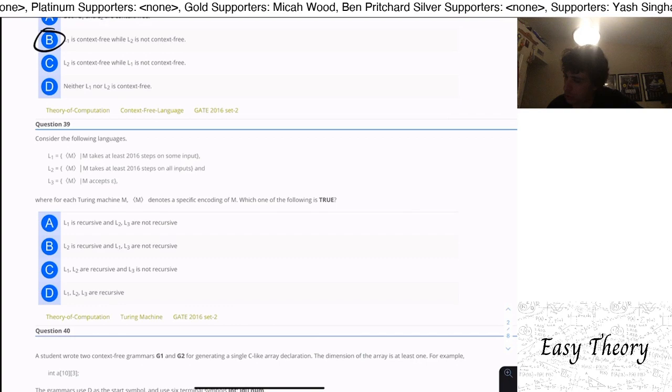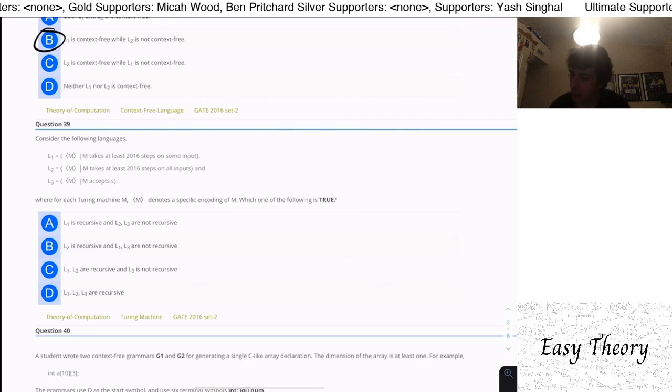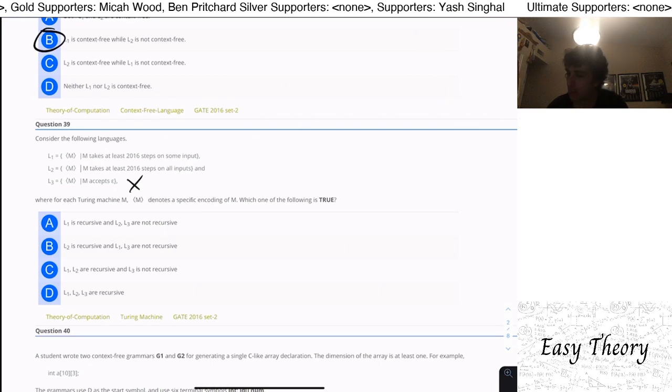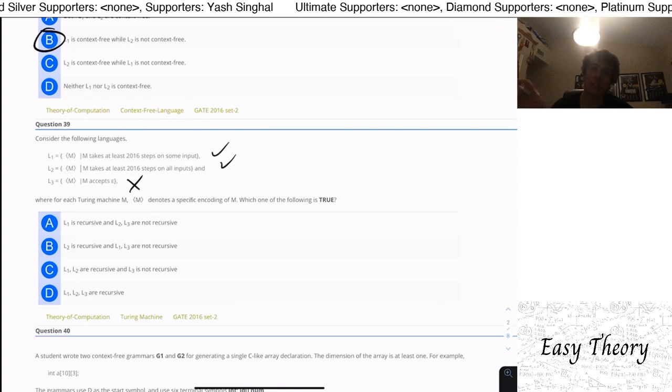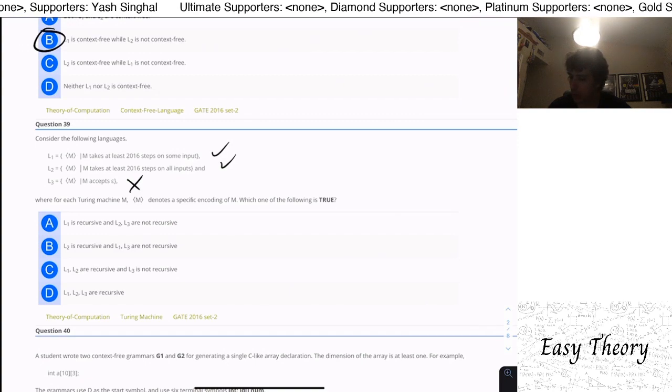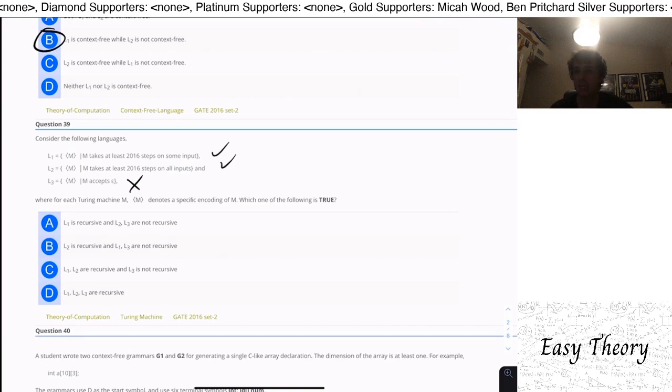Which of the following is true? Which ones are recursive, which ones are not? So L3 is not recursive. So this was actually a hard question. The first two are recursive. Why? Because if it takes at least 2016 steps on some input, then all we need to do is test all strings up to length 2016. So L1 and L2 are both recursive here. On some input, we can just test all the strings up to length 2016, and if any one of them takes at least 2016 steps, then we're good.